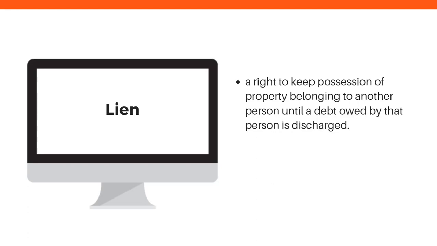A lien. This is a right to keep possession of a property belonging to another person until a debt owed by that person is discharged. So people can put liens on a property if they are owed money, such as contractors, if they've done work on the home and for some reason the homeowner did not pay the subcontractor off for the work. The contractor could put a mechanic's lien on the property, which gives them possibly the right to take the property if the homeowner doesn't get that lien discharged and doesn't pay off the outstanding bill they owe the contractor.